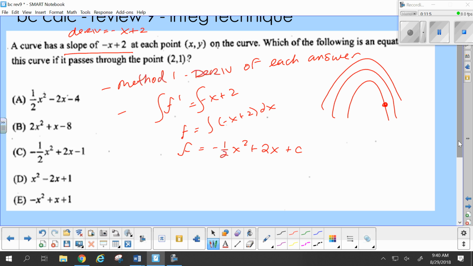So if I plug in the point, I get 1 equals negative 1/2 over 4 plus 4 plus c. 1 equals negative 2 plus 4 plus c. So what does c equal, my friends? Negative 1. I agree. Negative 1. Okay, so it is c by virtue of what's the difference. With me? All right, cool.